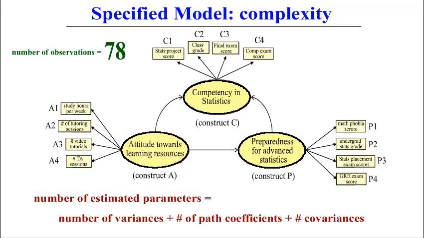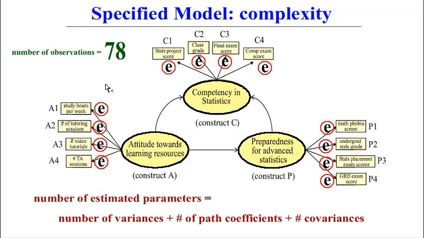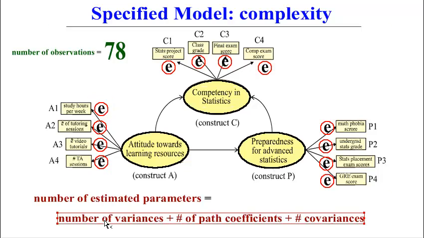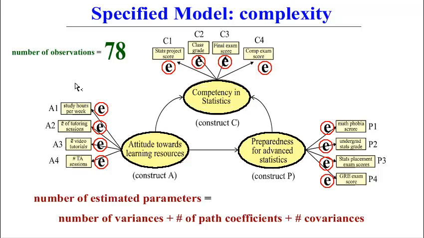The next part is we've got to figure out the number of estimated parameters. So the number of variances is the number of rectangles, right? The number of measured variables, and each one of these measured variables has an error term. That too is also a variance. So basically, the number of variances is the number of rectangles plus the error terms. So we got 4 of each. We got 4 measured variables, right? And 4 error terms. So it's 8 times 3.